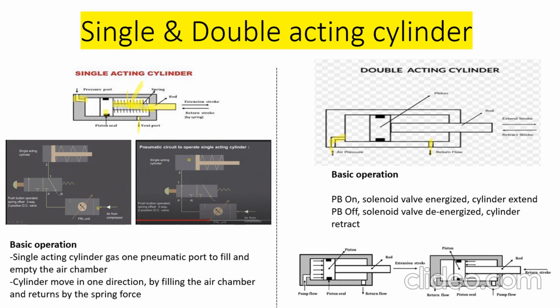So the basic operation: when the push button is on, the solenoid valve is energized, then the cylinder extends. When the push button is off, the solenoid valve is de-energized, then the cylinder will retract. This is an example of how the double acting cylinder works.